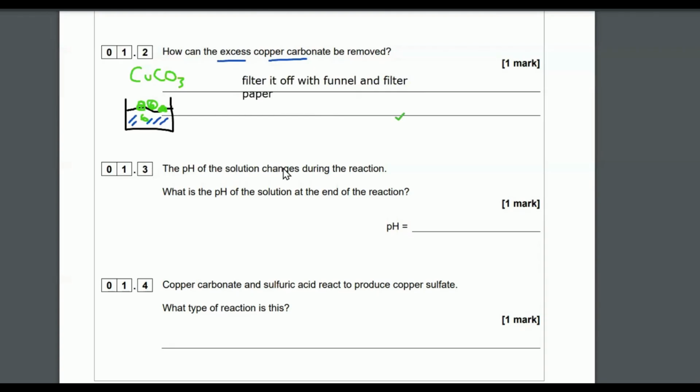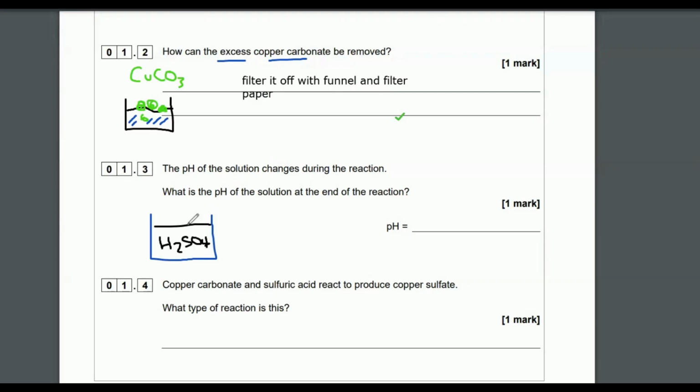The pH of the solution changes during the reaction. What is the pH of the solution at the end of the reaction? So think about the start of this reaction. What is in there? They told us that sulfuric acid was in there, H2SO4. Do you remember the pH of acids? Acids, especially sulfuric acid, which is a strong acid, have a pH from 1 to 6, but sulfuric acid would more likely be pH 1 or 2. It's a very strong acid.